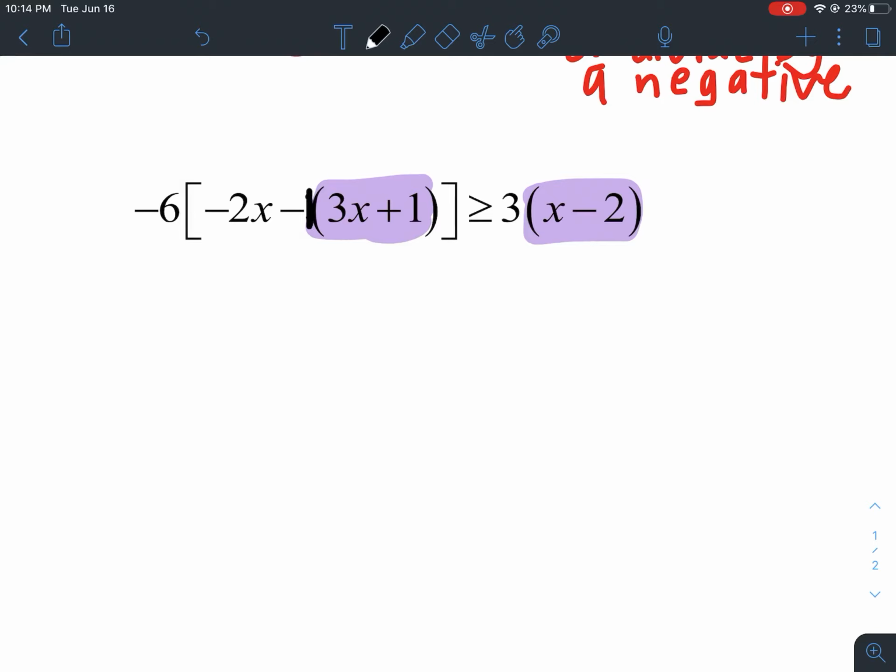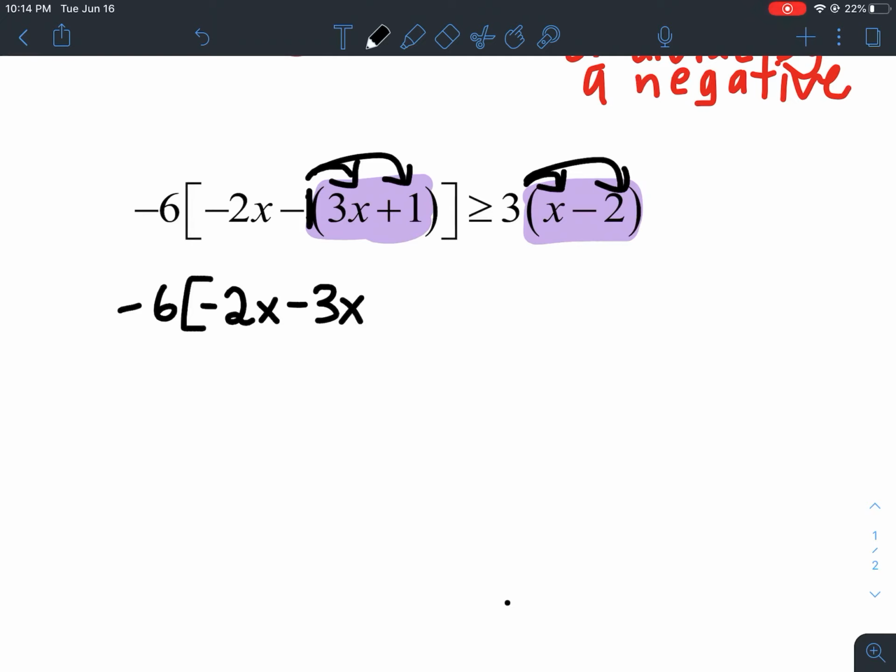I go to my parentheses first, and I work with my distributive property. Well, I see negative parentheses. That's an invisible -1. And if you remember from the earlier videos of solving equations, you need to distribute first. So I write everything exactly the same and now I distribute. Negative 1 times 3x is negative 3x. Negative 1 times 1 is negative 1.